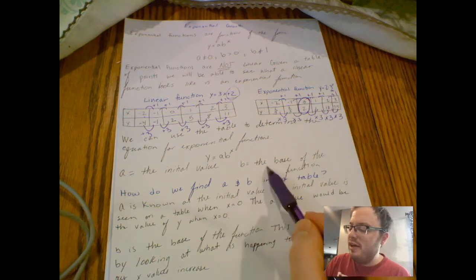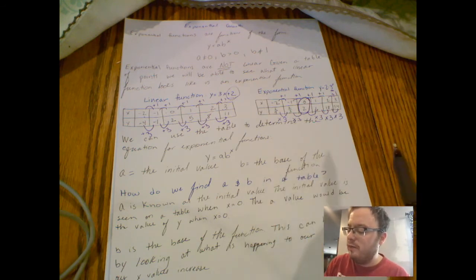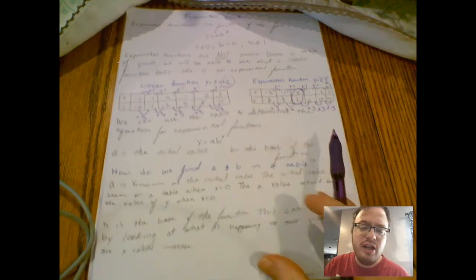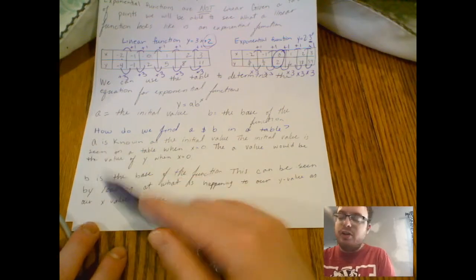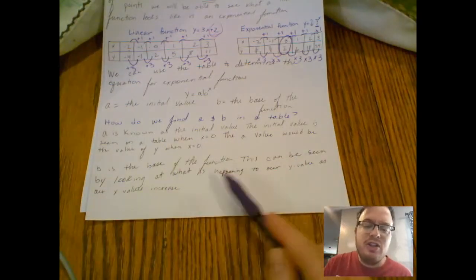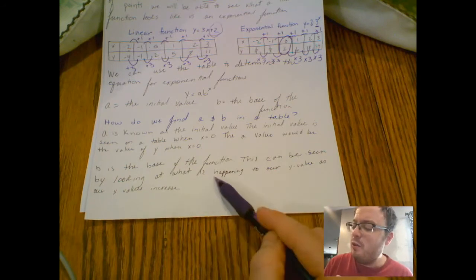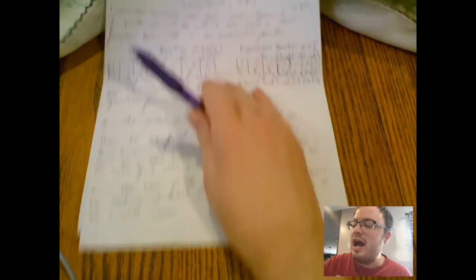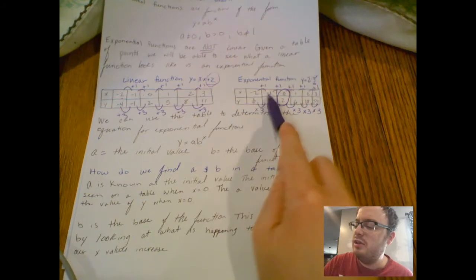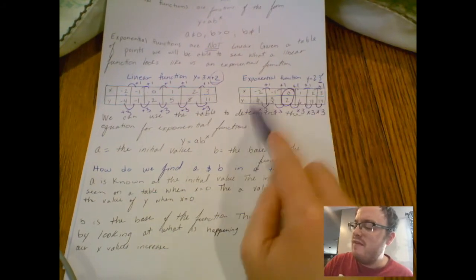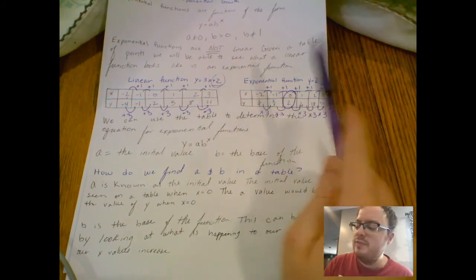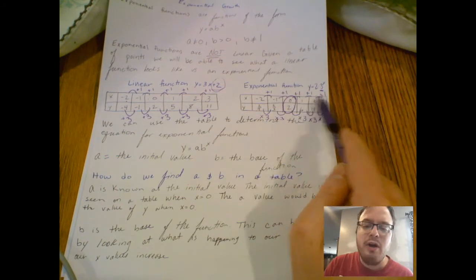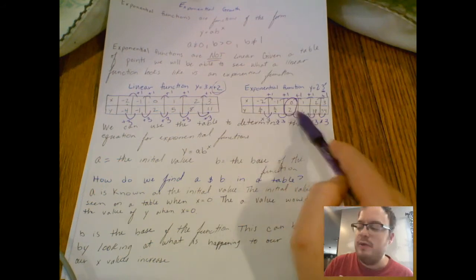Whereas my b value is the base of the function. And b is the base of the function, and we've already explained how a is known and how b is known, but b is the base of the function, and this can be seen by looking at what is happening to our y values as our x increases. So as my x increased by 1, my y values are being multiplied by 3. Okay? As my x values added 1, my y values are being multiplied by 3.